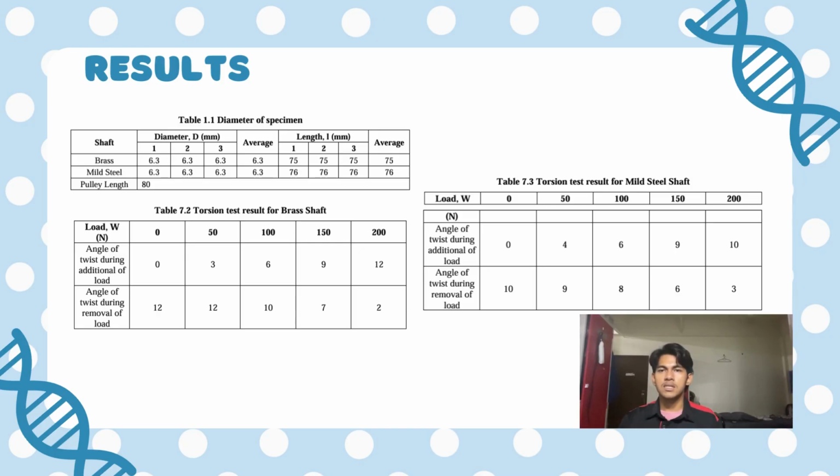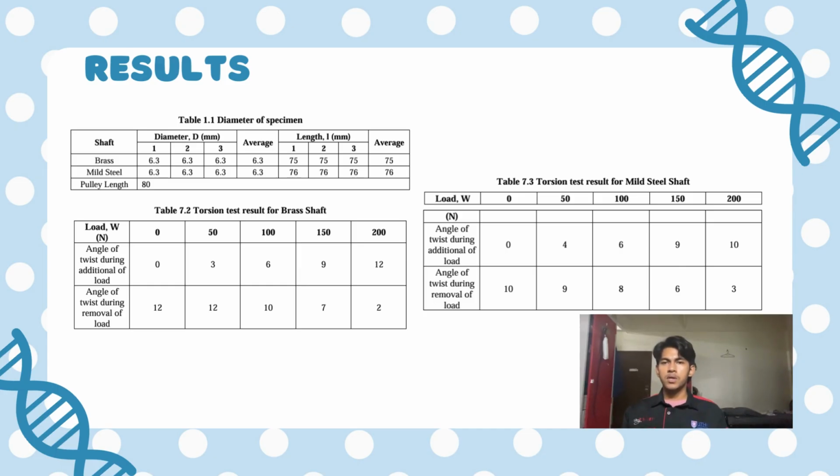The next one is mild steel. For the mild steel diameter, first location is 6.3 millimeter, second location is 6.3 millimeter, third location is 6.3 millimeter. The average for diameter will be 6.3 millimeter. For the mild steel length, first measurement is 76 millimeter, second measurement is 76 millimeter, third measurement is 76 millimeter. The average for length will be 76 millimeter. Last one is pulley length, which is 80.